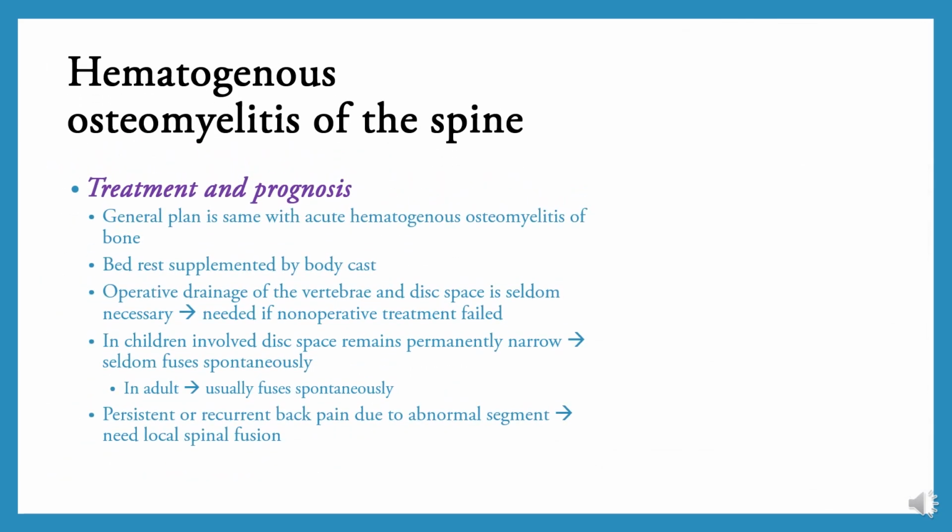Treatment and prognosis of hematogenous osteomyelitis of the spine: the general plan is the same as for acute hematogenous osteomyelitis of bone, with bed rest supplemented by a cast. Operative drainage of the vertebrae is seldom necessary. In children, the involved disc space remains permanently narrow. In adults, it usually fuses spontaneously. Persistent or recurrent back pain due to an abnormal segment needs local spinal fusion.